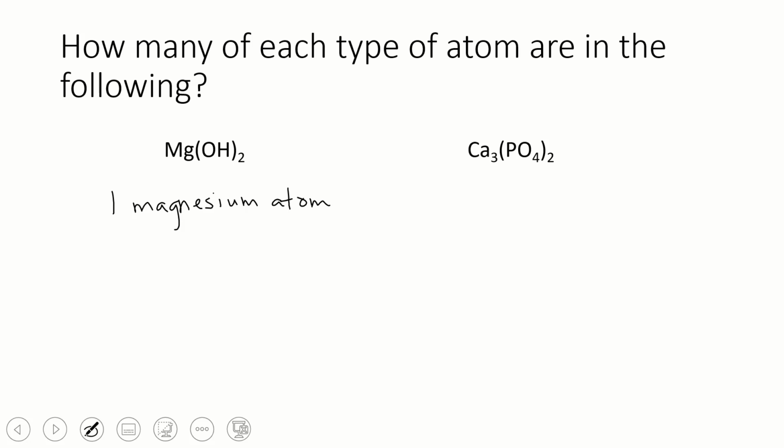To count up the number of oxygens and hydrogens, I'm going to take their subscripts and multiply them by the subscript that's outside of the parentheses. So for oxygen, there's an understood 1 subscript. I'm going to multiply that by 2, the subscript outside of the parentheses, to get a total of 2 oxygen atoms.